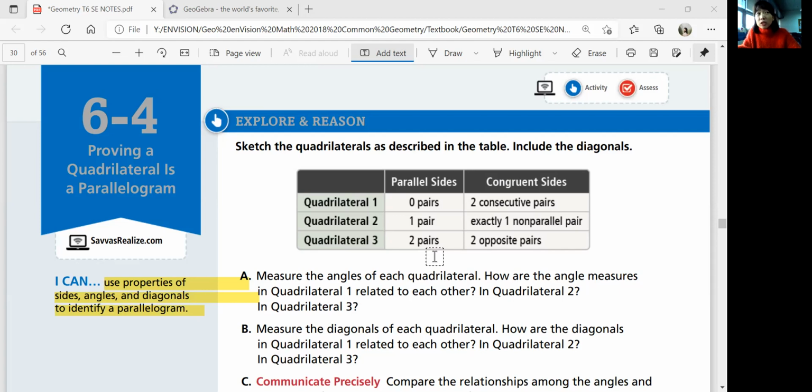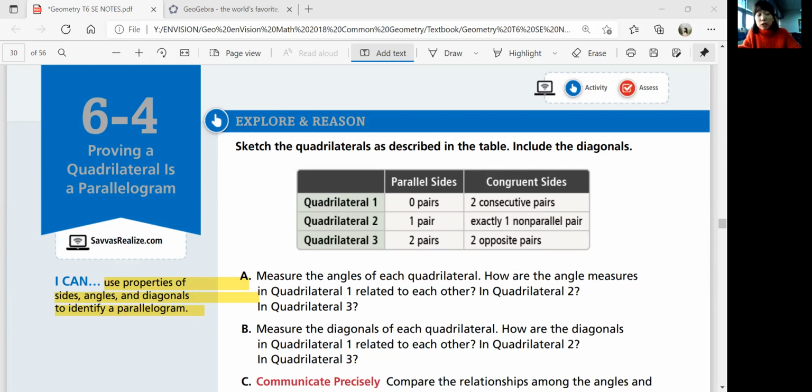Part A, we're going to measure the angles of each quadrilateral. How are the angle measures in quadrilateral 1 related to each other? In quadrilateral 2, in quadrilateral 3. Okay, so you want to first sketch examples of quadrilaterals 1, 2, and 3. There may be more than one example that you could think of. See if you see any patterns by drawing the figures.